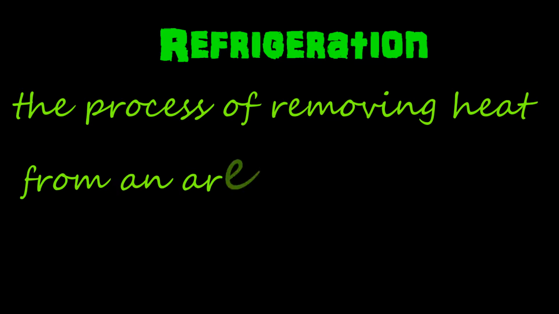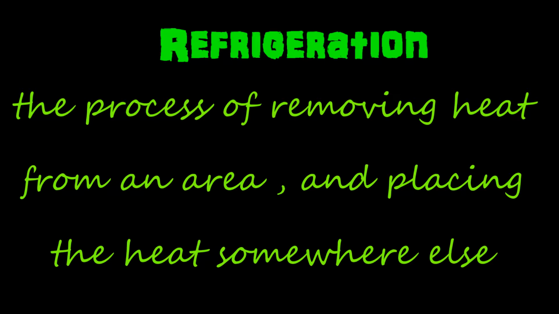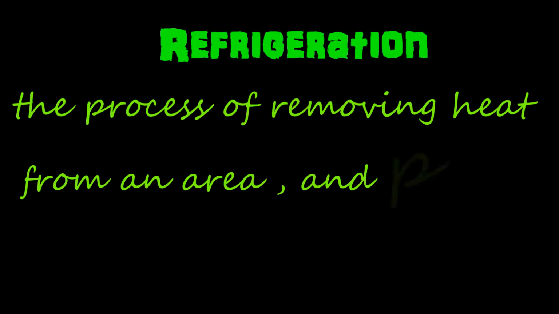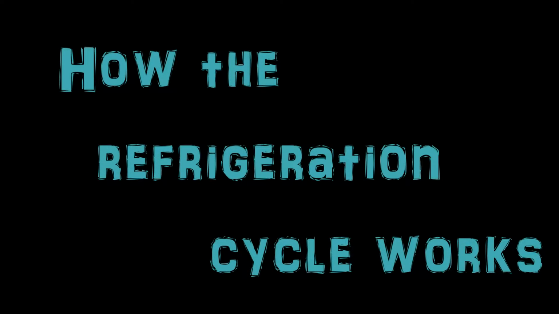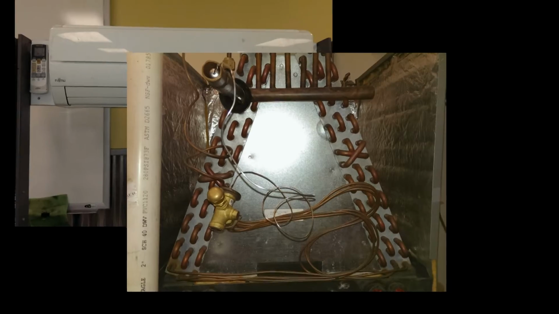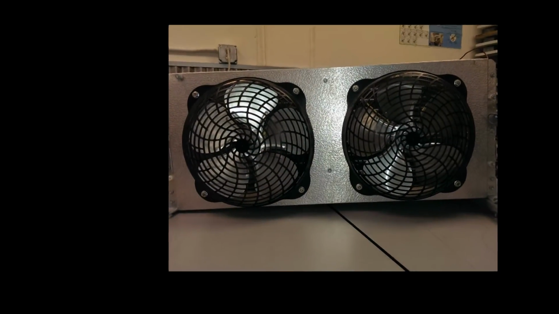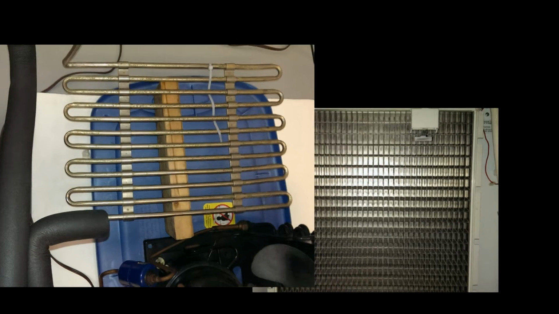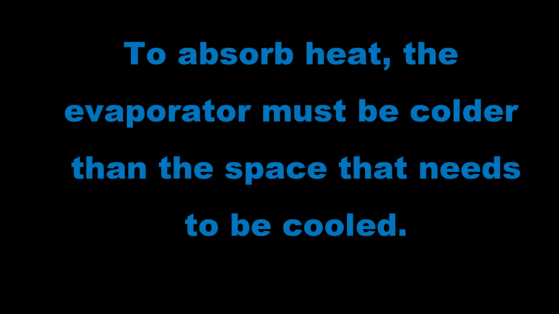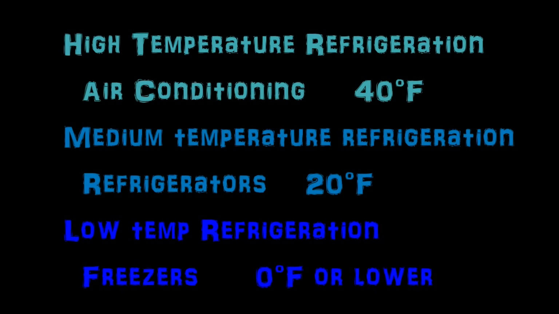Refrigeration. This is the process of removing heat from an area that is not wanted and placing it somewhere else. How the refrigeration cycle works. Start out with evaporators. Evaporators absorb heat from the area. They come in all different shapes and sizes. But basically their objective is to absorb heat and put it into the refrigerant. To absorb heat, the evaporator must be cooler than the space that needs to be cooled. Just remember, heat chases cold.